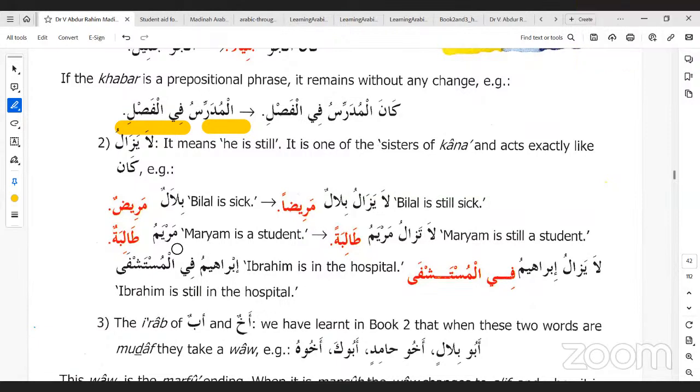Maryamu talibatun. Maryam is a student. If you use La tazalu, Maryamu talibatan. Maryam is still a student.